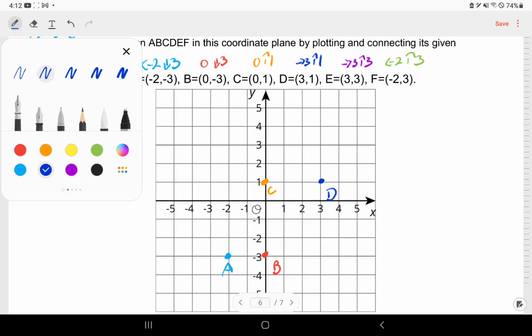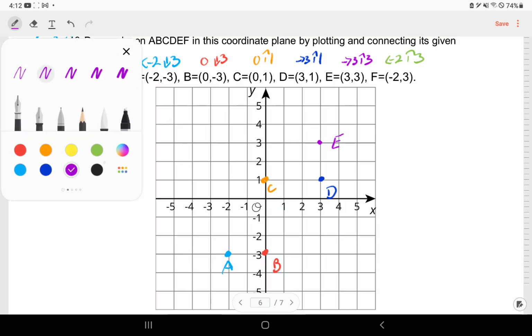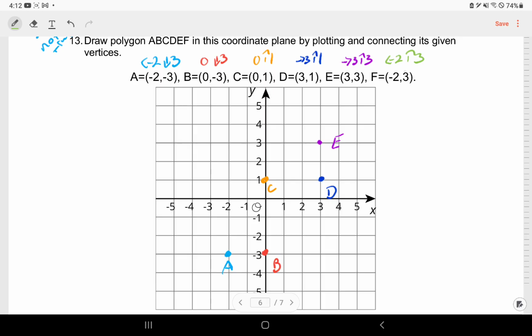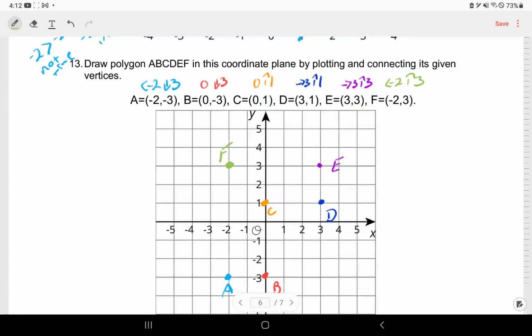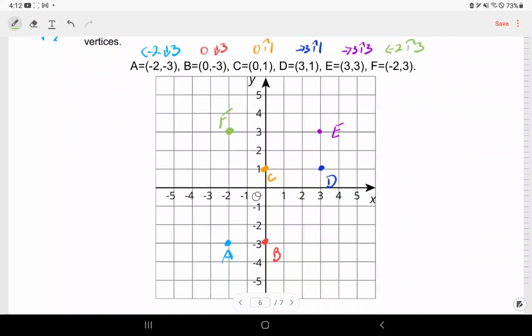I think I made a mistake somewhere, but we'll find out in a minute. And then we go right 3, up 3. 1, 2, 3, 1, 2, 3. And so there's E. And then we go left 2, up 3. 1, 2, 1, 2, 3. And there's F. All right, so there's our shape. And so those are all our points.